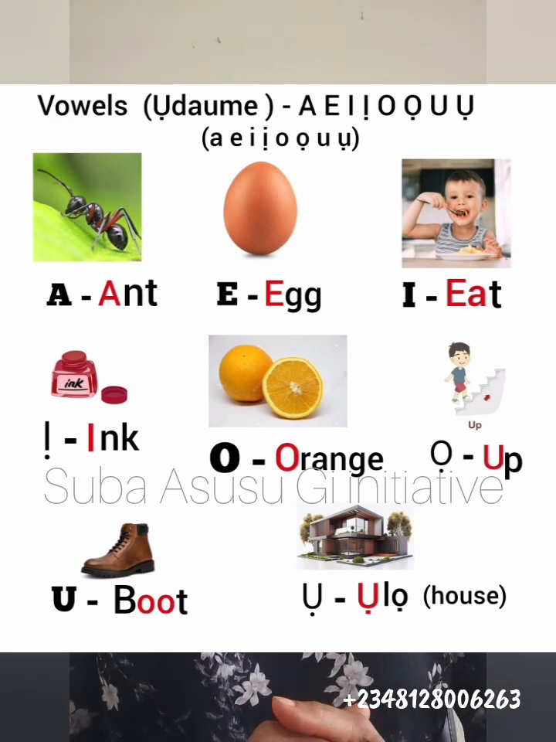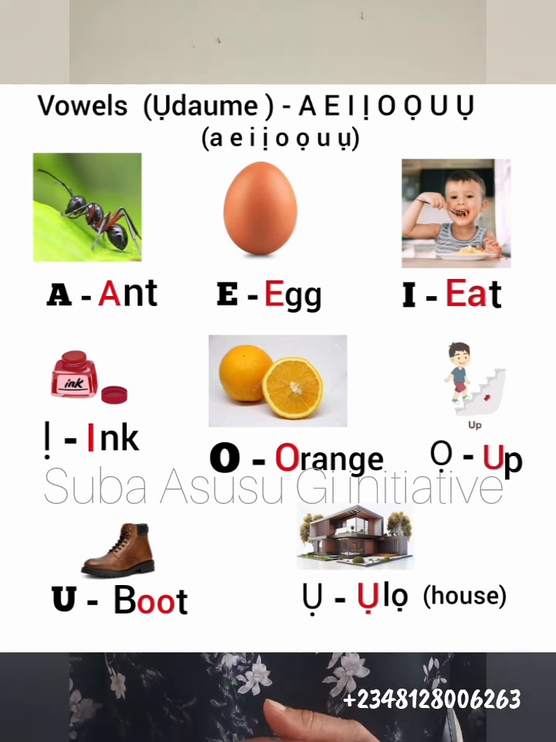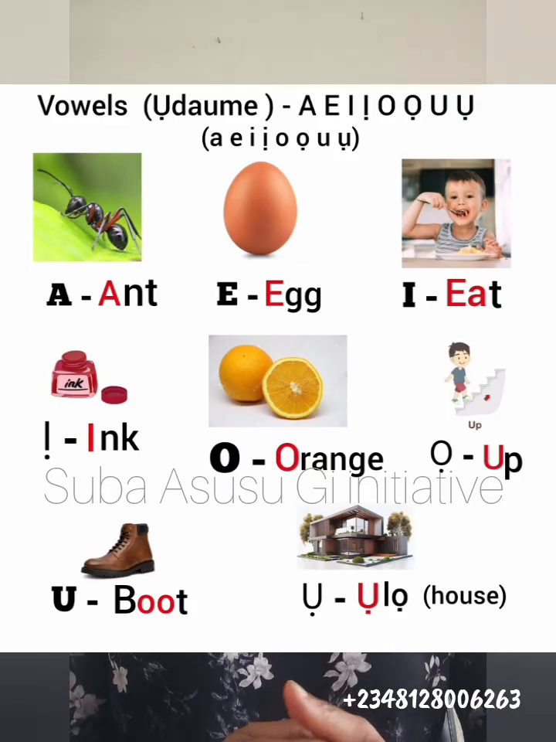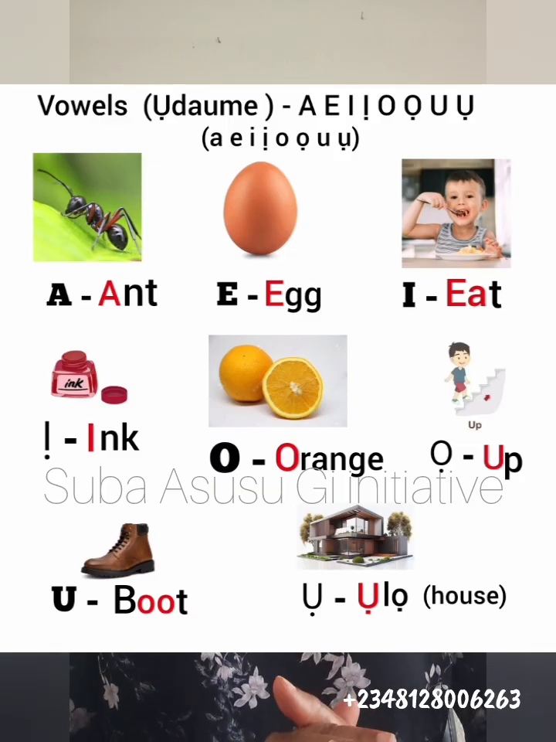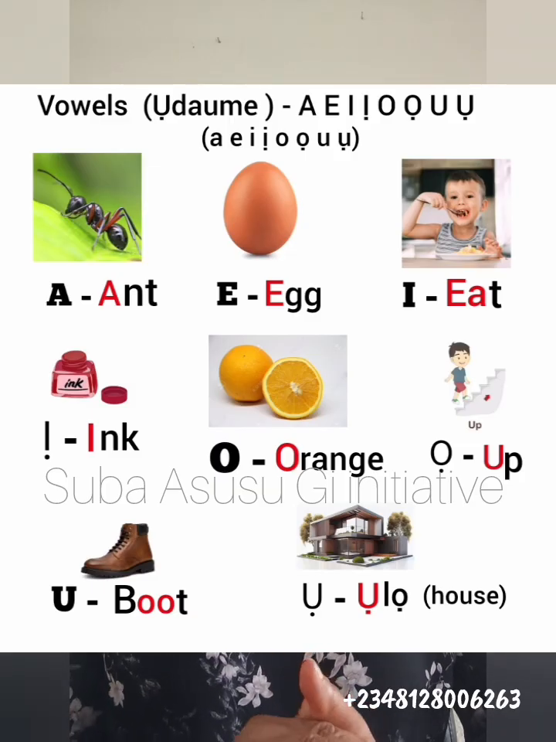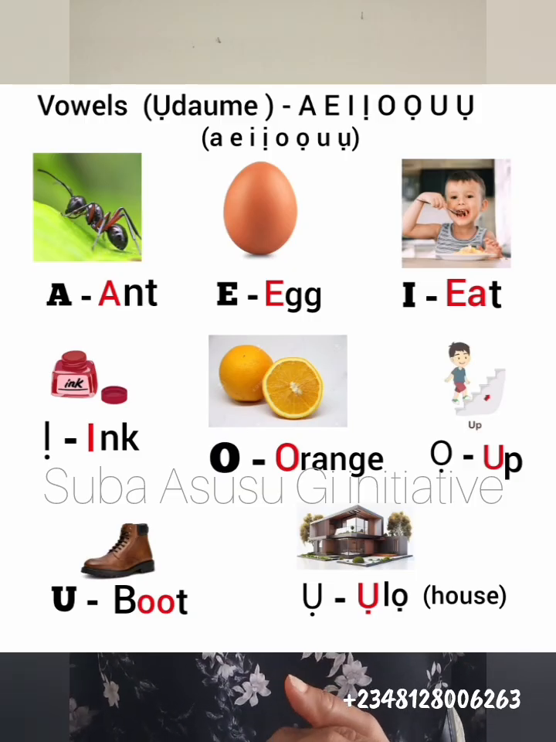Okay, we go to the next one. The next one is the picture of a boot. The two letters highlighted there are the middle letters. The sound they give is the sound of our next Igbo vowel, and that is U.